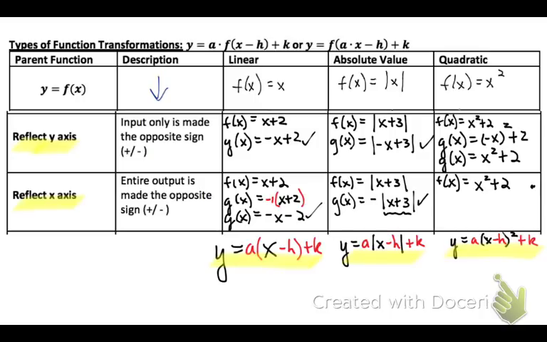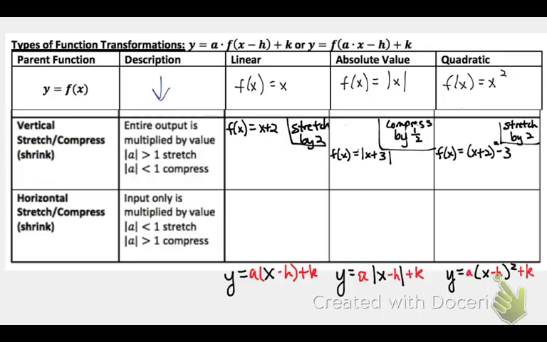Now, for a reflection in the x-axis, we are going to multiply our entire output, which is x squared plus 2, by negative 1. So I'll just make it in red, negative 1. And then what you'll need to do is distribute that negative 1 to both of those terms. So it'll become negative x squared minus 2.